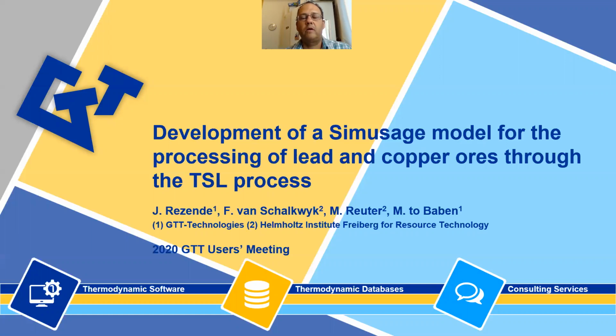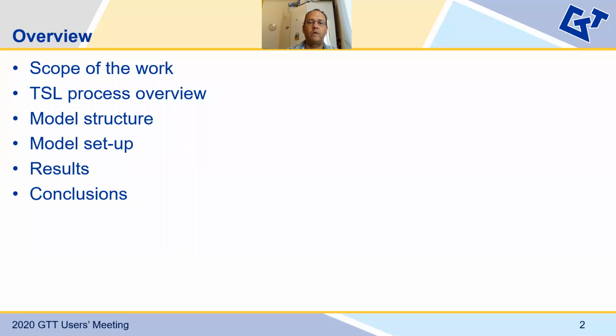The topic of my talk is the development of a Simusage model for the processing of lead and copper ores through the TSL process. My presentation will be divided into the following topics. At first, I will say something about the scope of the work. Then I will give an overview about the TSL process. Next, I'll explain something about the model structure. I go over to the model setup. At the end, I will show the results, and I will finish with the conclusions.